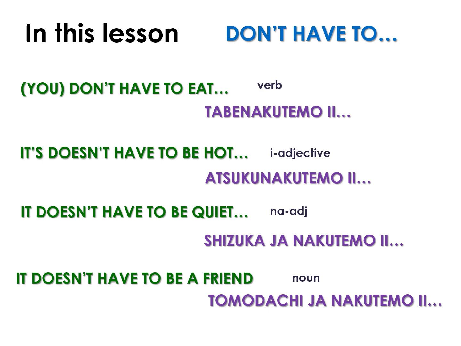The formula for making these conjugations is to take their negative te forms, nakute, and add the particle mo, and then the adjective i, meaning good, to form nakutemo ii.